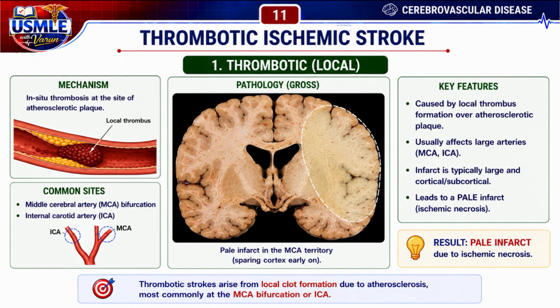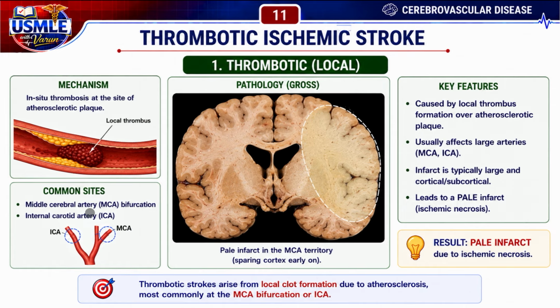Now let's try to understand thrombotic ischemic stroke much deeper. This thrombotic stroke occurs when a clot forms at the site of atherosclerosis. So there's in situ thrombosis at the site of the atherosclerotic plaque. First, the atherosclerotic plaque develops due to lipid accumulation, and this is followed by clotting of blood cells, leading to the formation of a thrombus. This thrombus can lead to luminal narrowing and luminal blockage eventually.